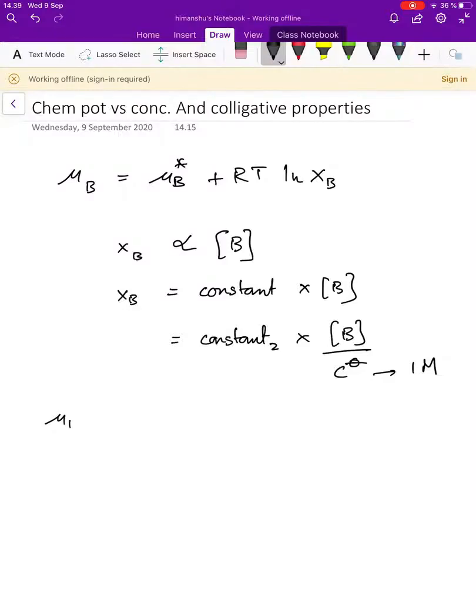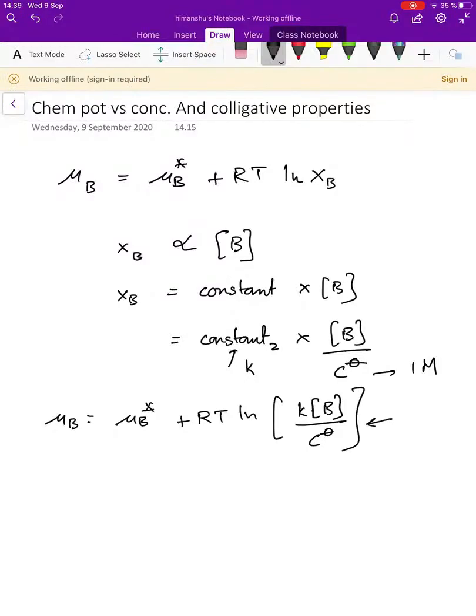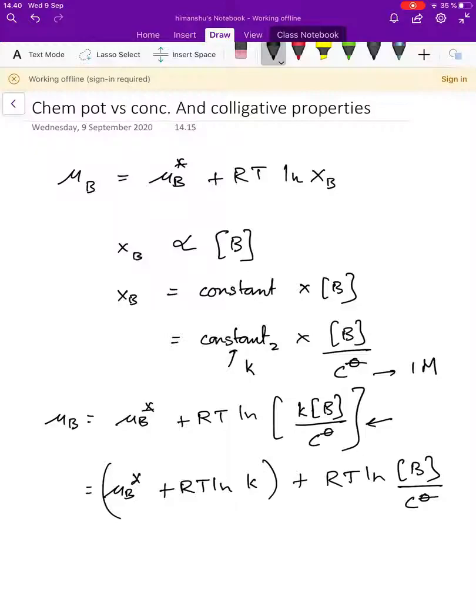So we could write the above equation as mu B, the chemical potential of B, is equal to the chemical potential of pure B plus RT logarithm of this constant, let's call it K, concentration of B divided by a standard concentration. We can split the second term and write this as mu B star plus RT log of K plus RT log of the concentration of B divided by a standard concentration.